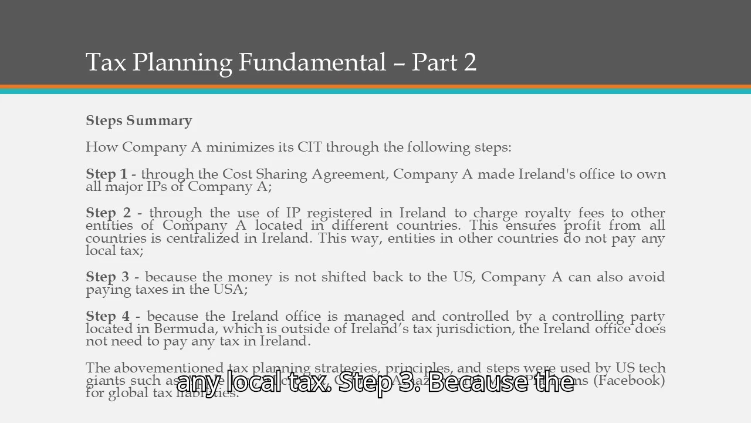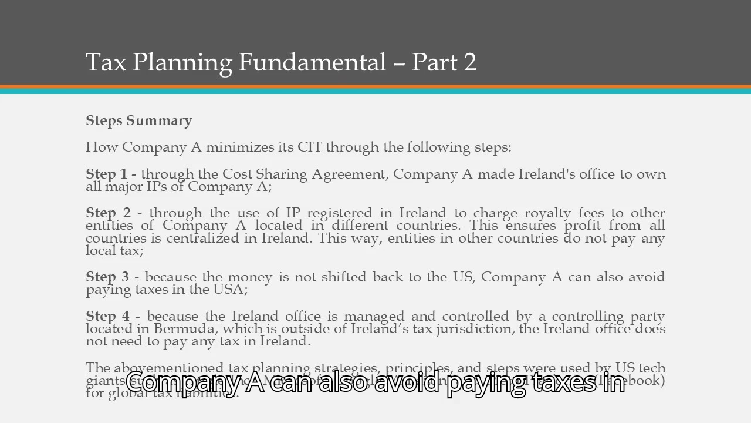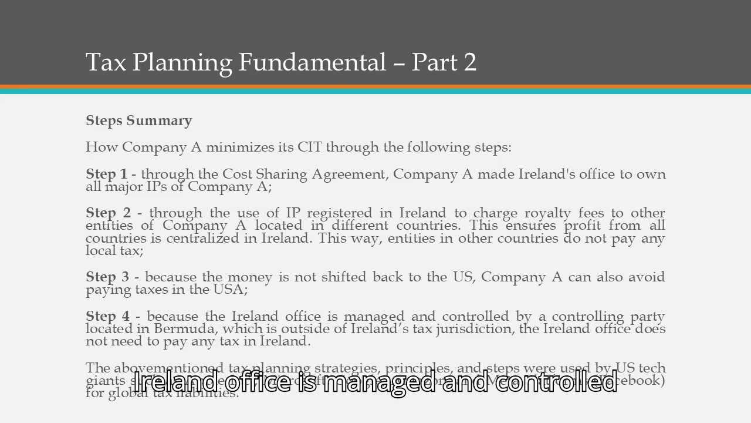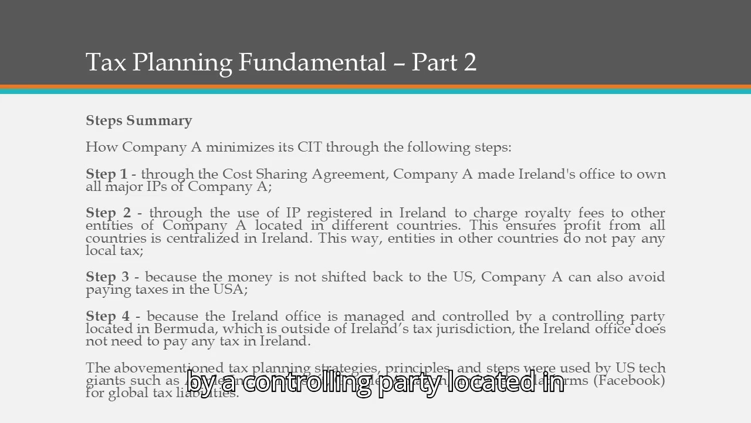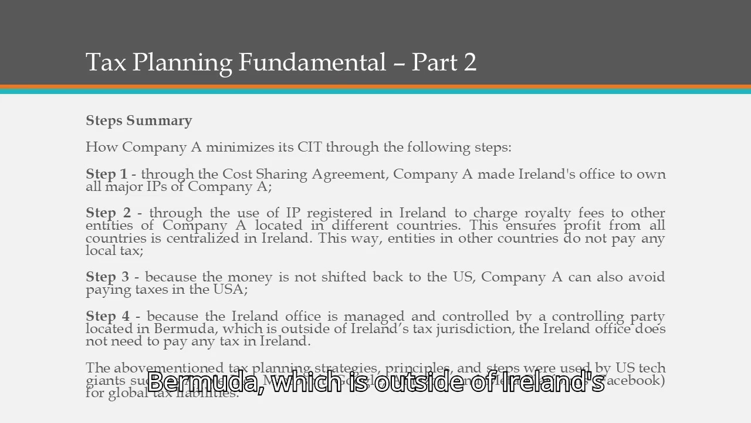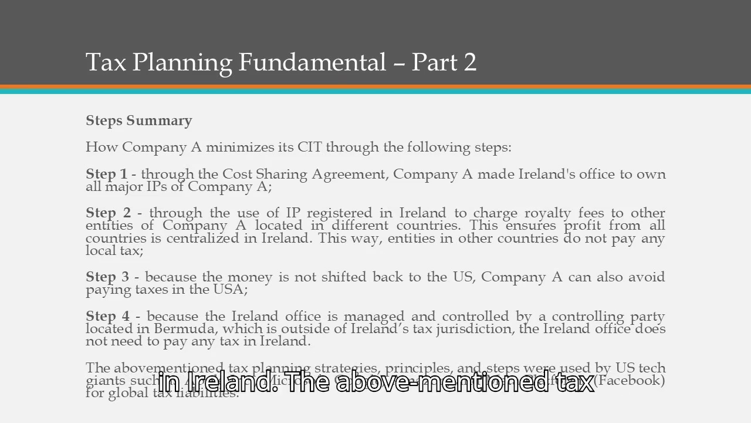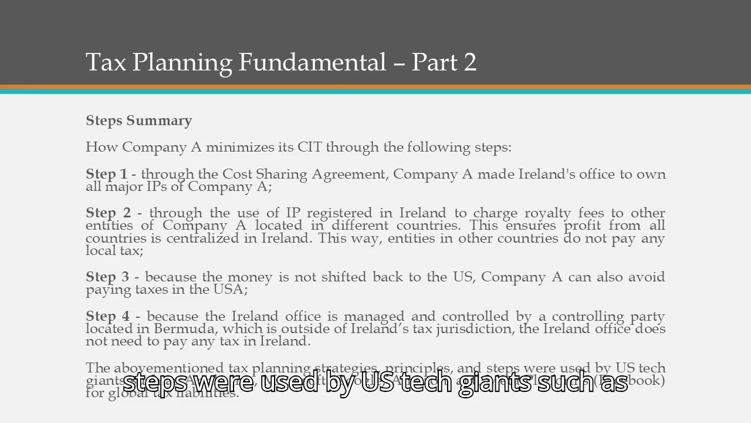Step 3. Because the money is not shifted back to the U.S., Company A can also avoid paying taxes in the U.S. Step 4. Because the Ireland office is managed and controlled by a controlling party located in Bermuda, which is outside of Ireland's tax jurisdiction, the Ireland office does not need to pay any corporate income tax in Ireland. The above-mentioned tax planning strategies, principles, and steps were used by U.S.